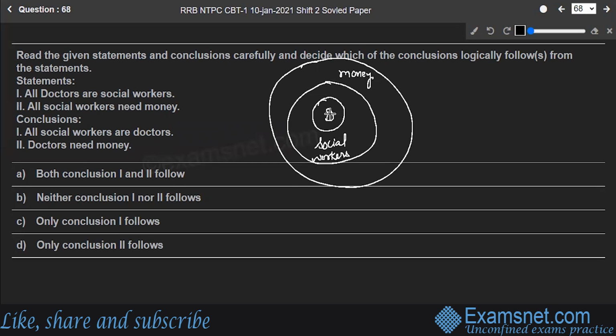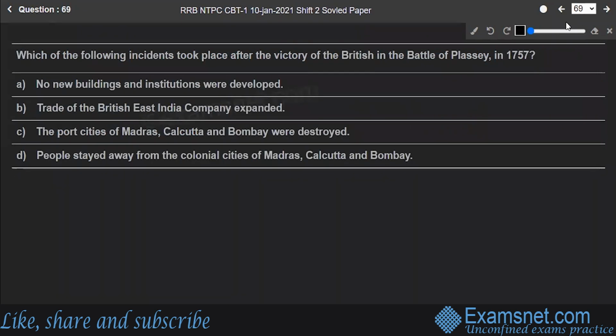So let's read the conclusions. All social workers are doctors. No, all social workers are not doctors. This region is the social workers who are not doctors. So this is false. Second, doctors need money. This is true, because all social workers need money and all doctors are social workers. So all doctors also need money. That means only conclusion 2 follows. Option D is the correct answer to the question. Next is question number 69.